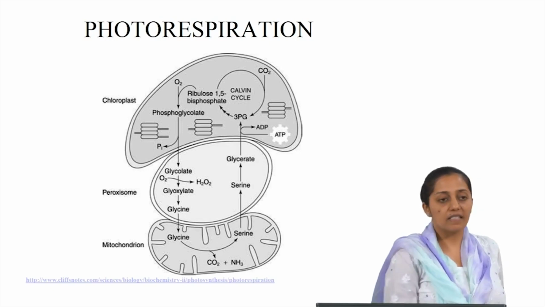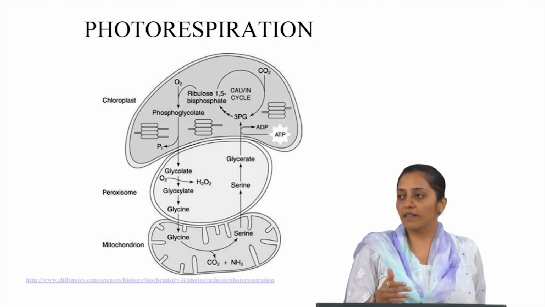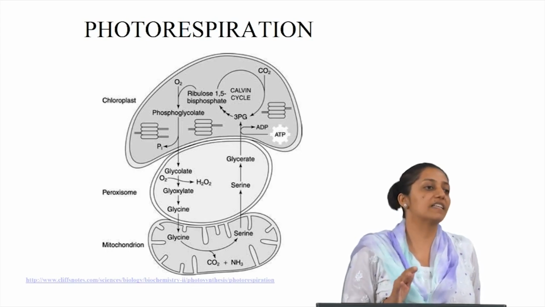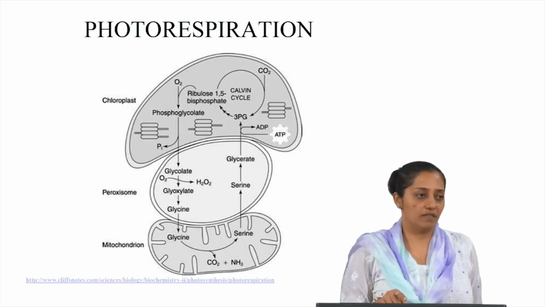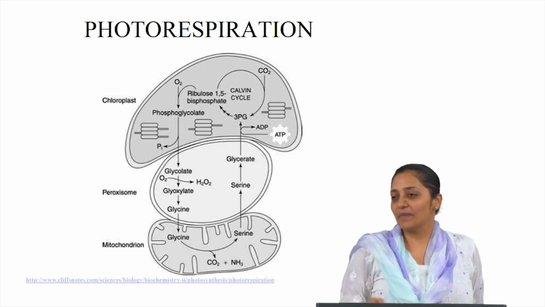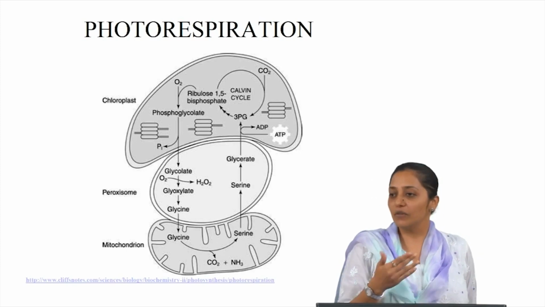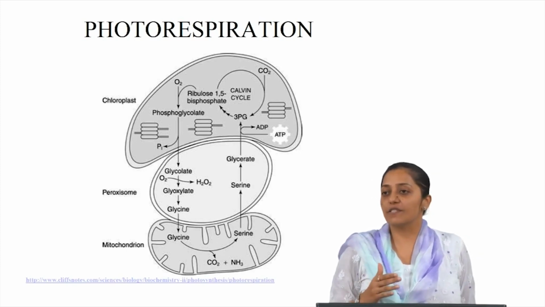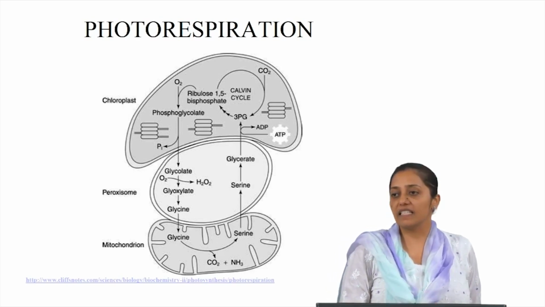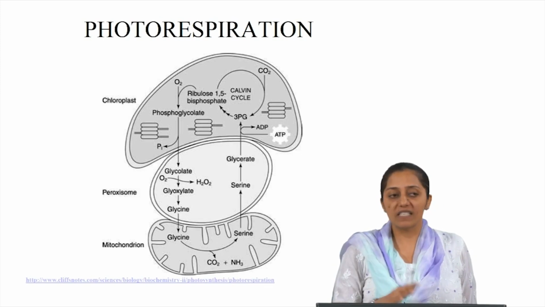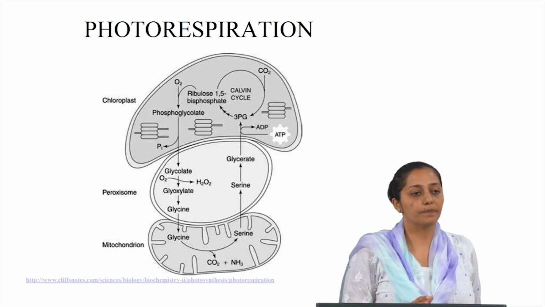As I said, when glycolate is formed, it is sent to peroxisomes, where the reaction to convert it into glycine happens. This happens by utilizing oxygen. In the peroxisome, oxygen is taken in to convert glycolate to glycine. Once the glycine is formed, it is transported to mitochondria, where the glycine is converted to serine. This reaction happens with the release of CO2.